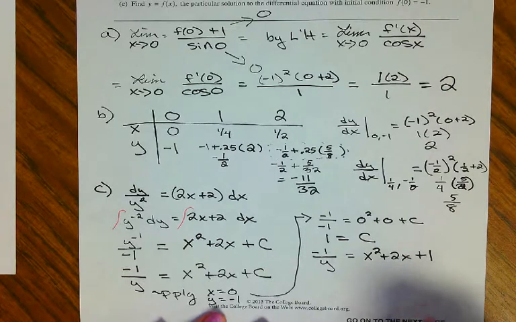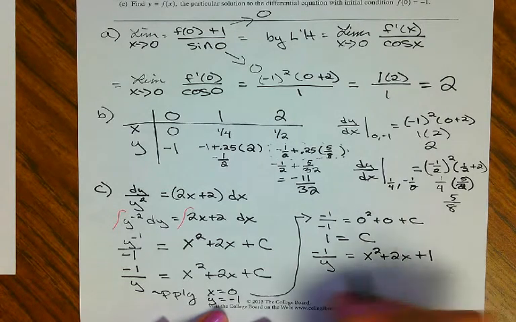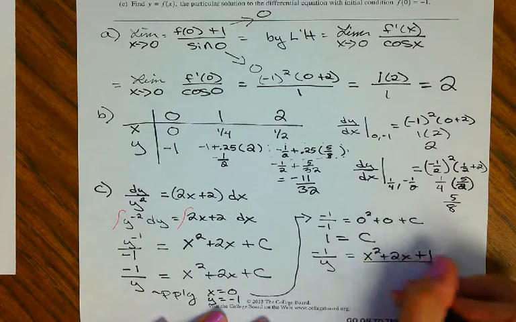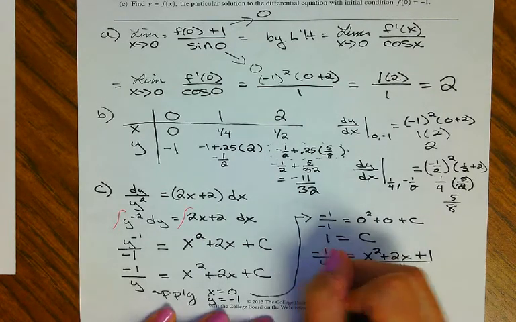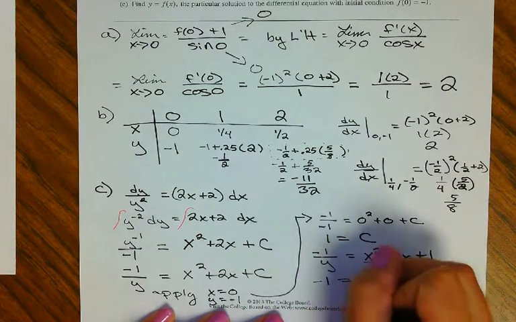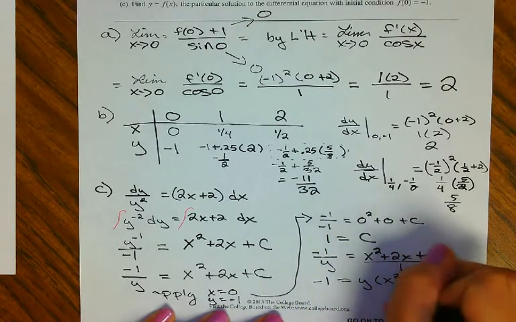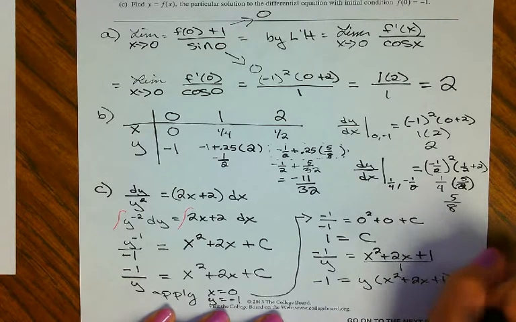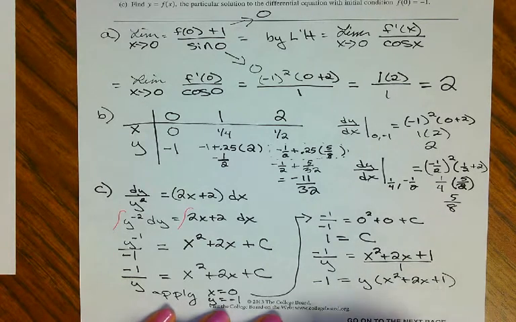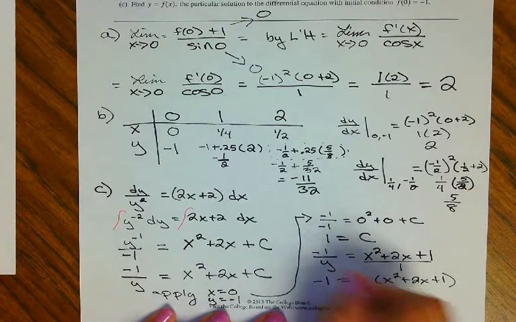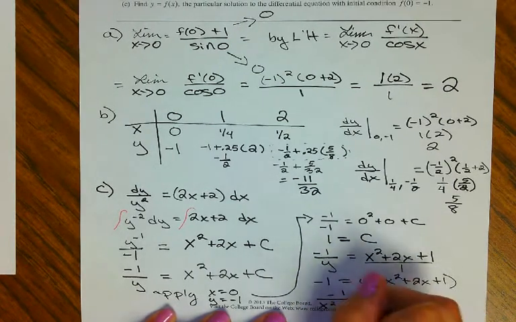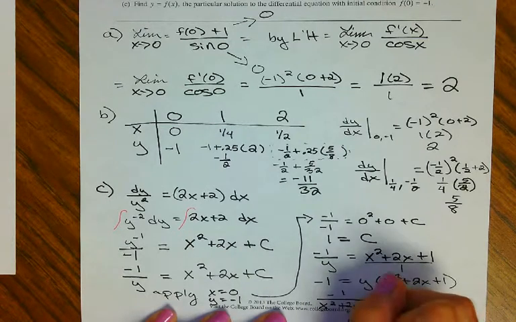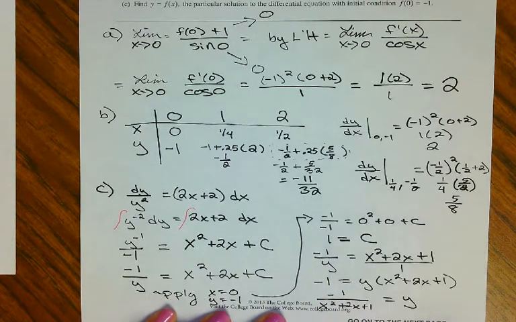And now your last point is going to be solving for y. So to get y by itself here, I would almost think of this like a fraction. Cross multiply. So you have negative 1 equals y times this whole thing. Okay? And now to get y by itself, just divide. So divide both sides. So you have negative 1 over that whole mess, x squared plus 2x plus 1, equals y. So now I have solved for y.